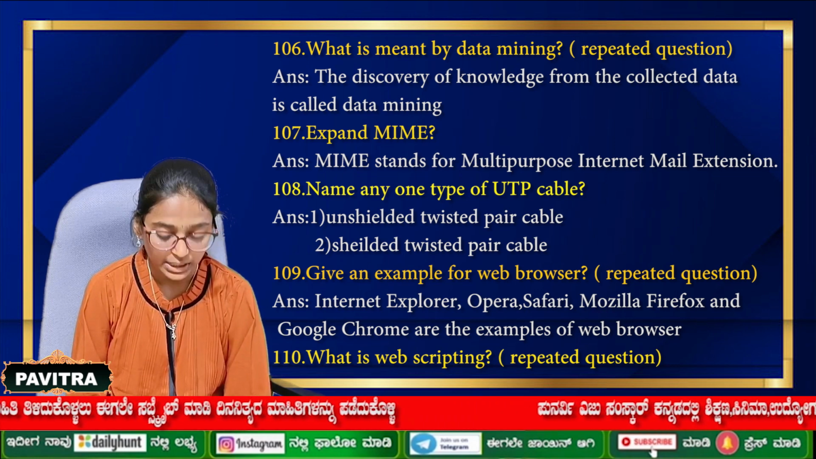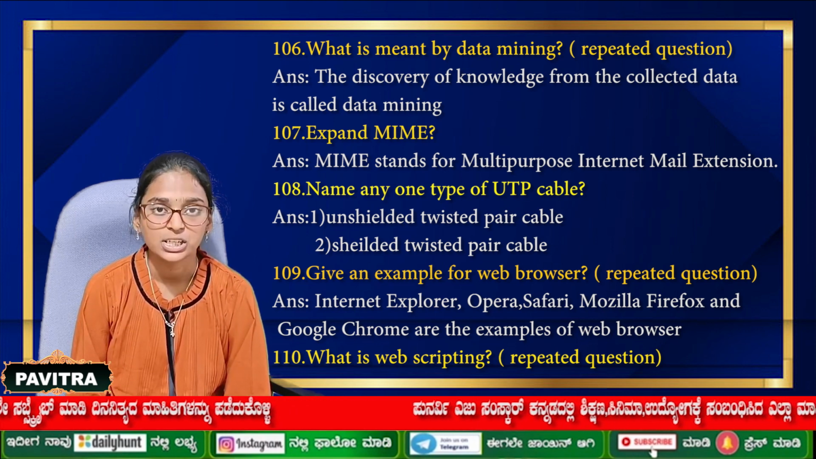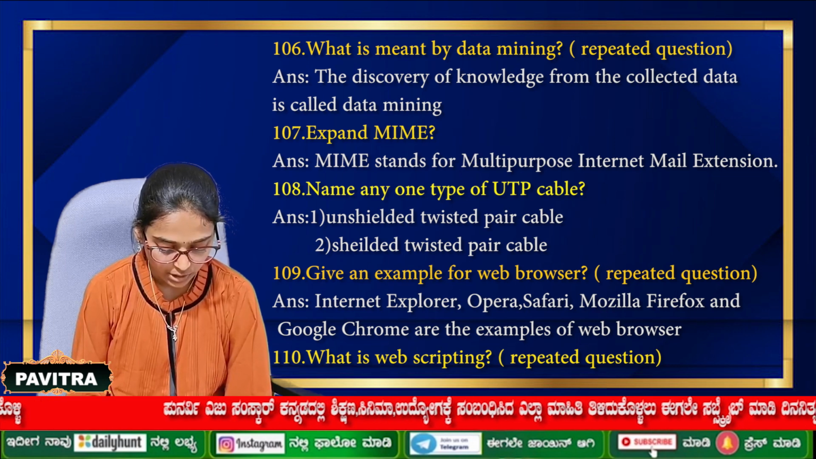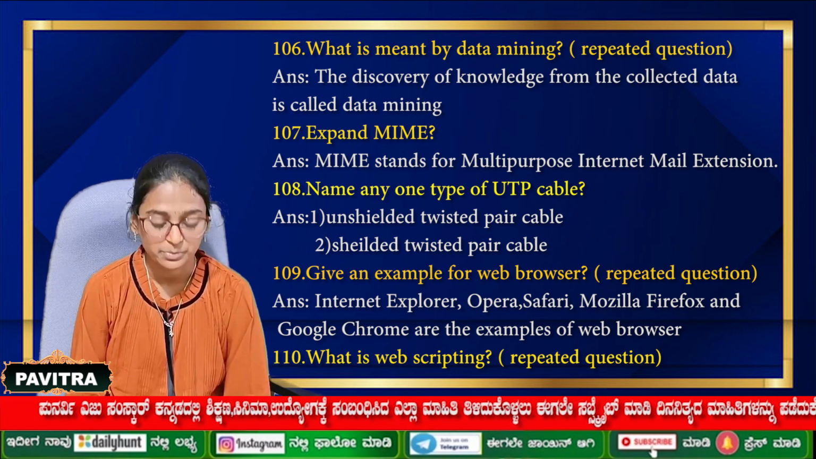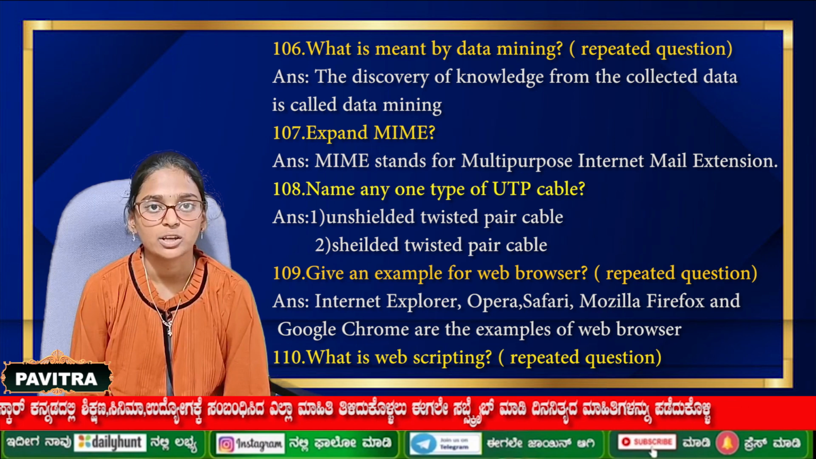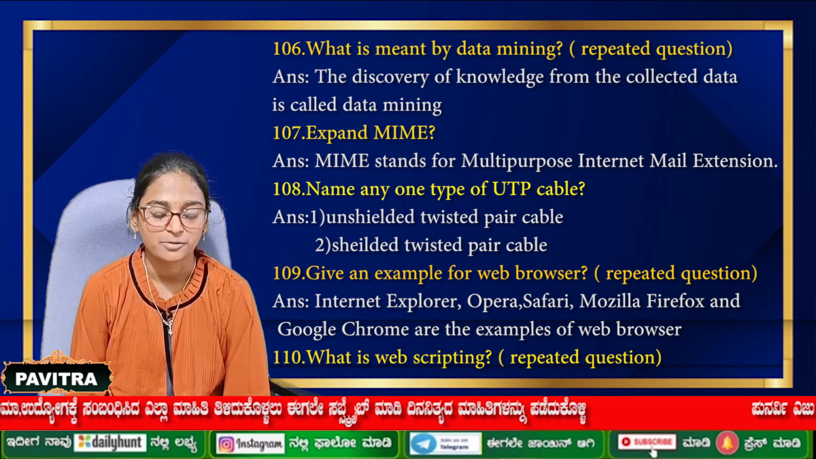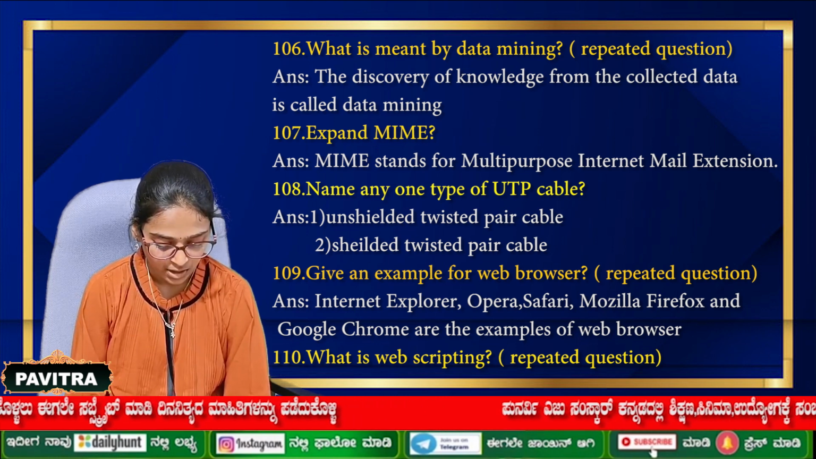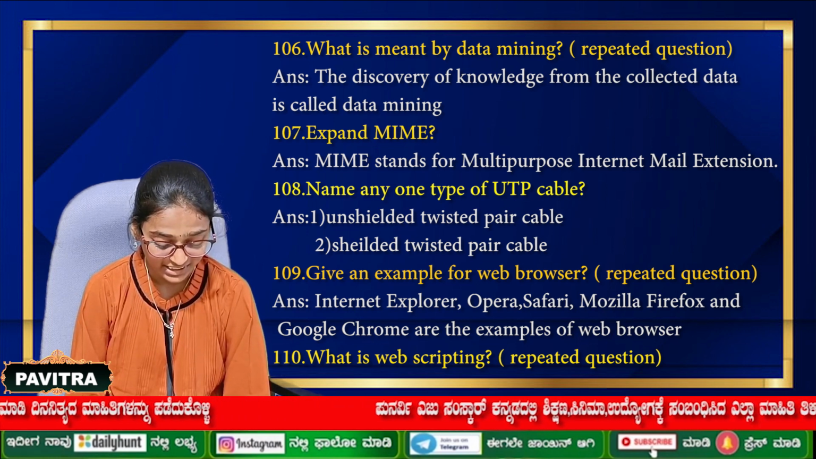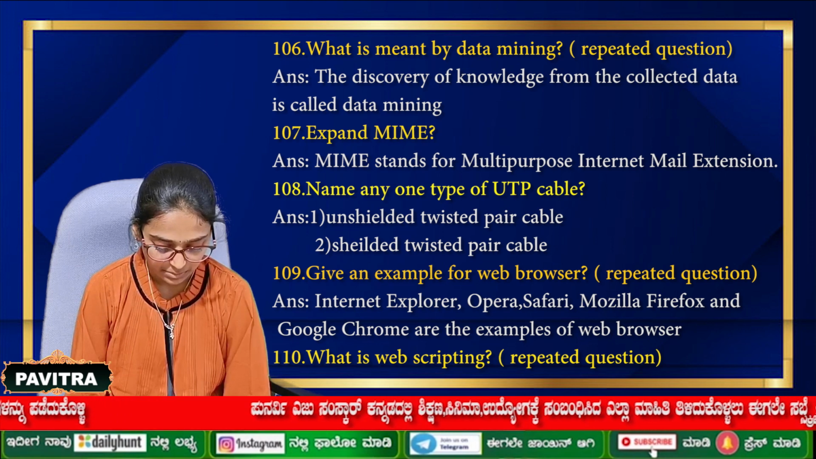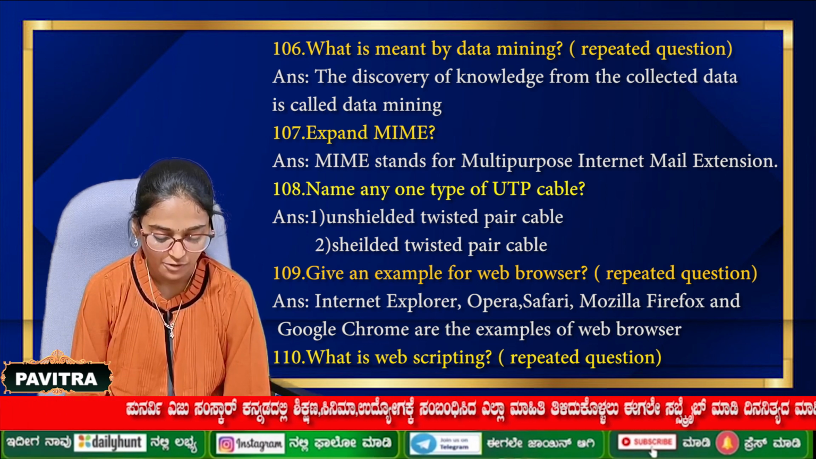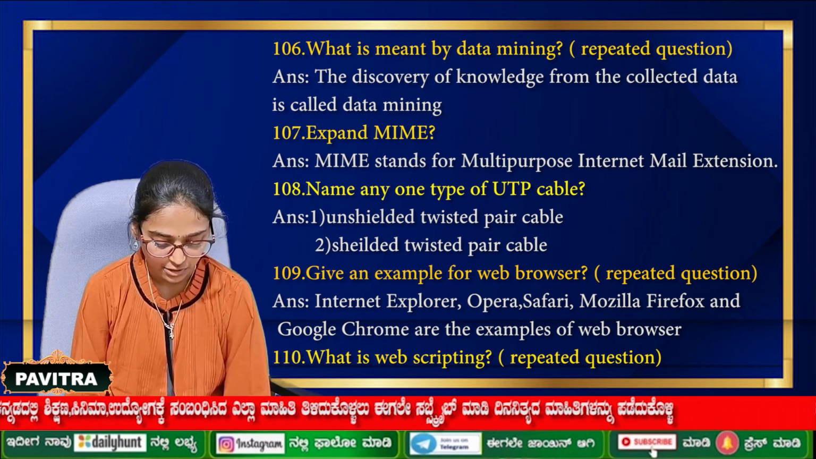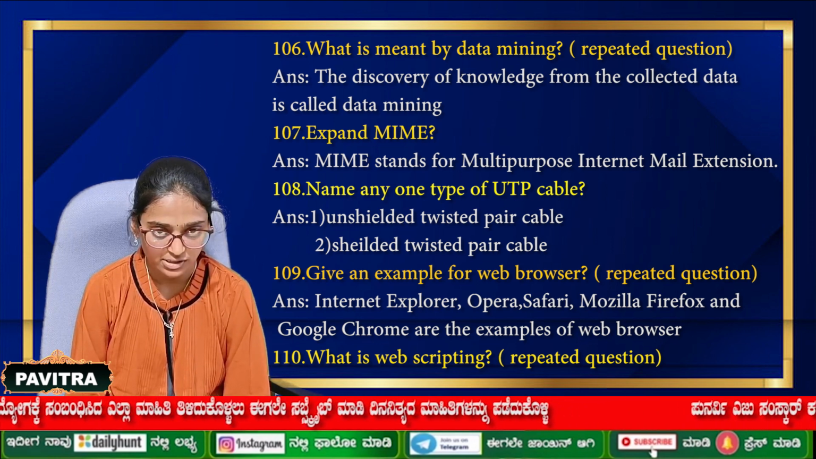108. Name any one type of UTP cable. Unshielded twisted pair cable and shielded twisted pair cable. 109. Give an example for web browser. Internet Explorer, Opera, Google Chrome, Firefox, Safari are the examples of web browser. 110. What is web scripting? The process of editing of scripts using scripting languages to automate the execution of tasks by a certain program or scripting engine.